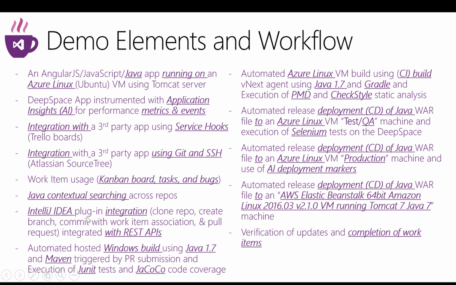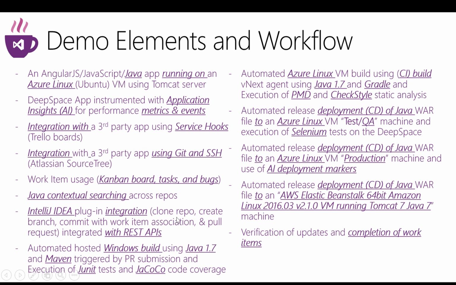I'll show you our IntelliJ IDEA plugin, and from within the IntelliJ IDEA application, I'll clone a repo, I'll create a branch, I'll make some changes to that branch, I'll do a local commit. When I do the local commit, I'll associate some stories and tasks to it, so we have end-to-end traceability. And then I'll issue a pull request, and then eventually I'll complete that pull request.